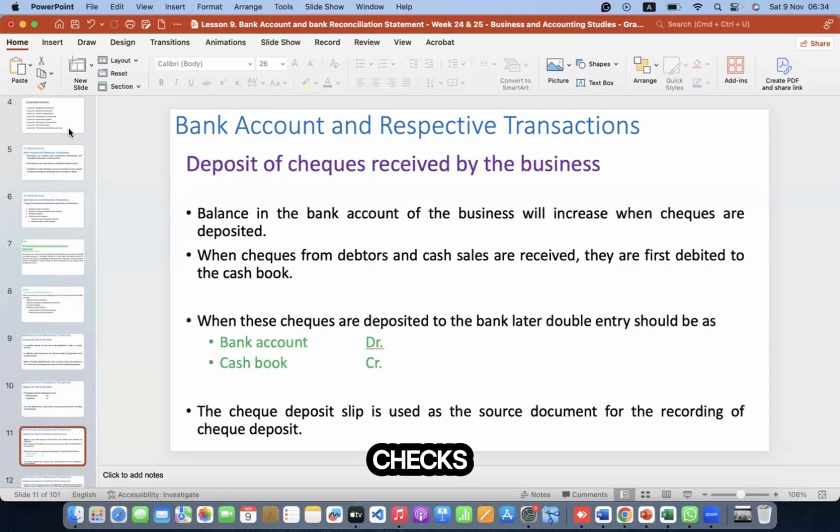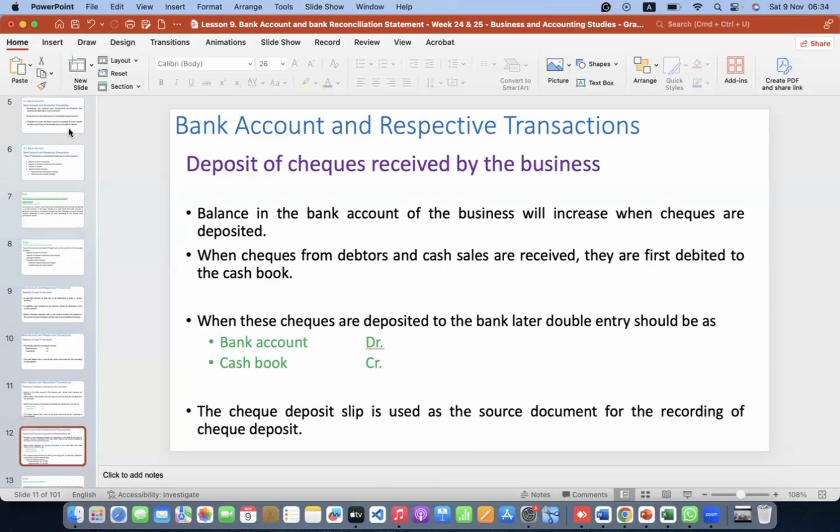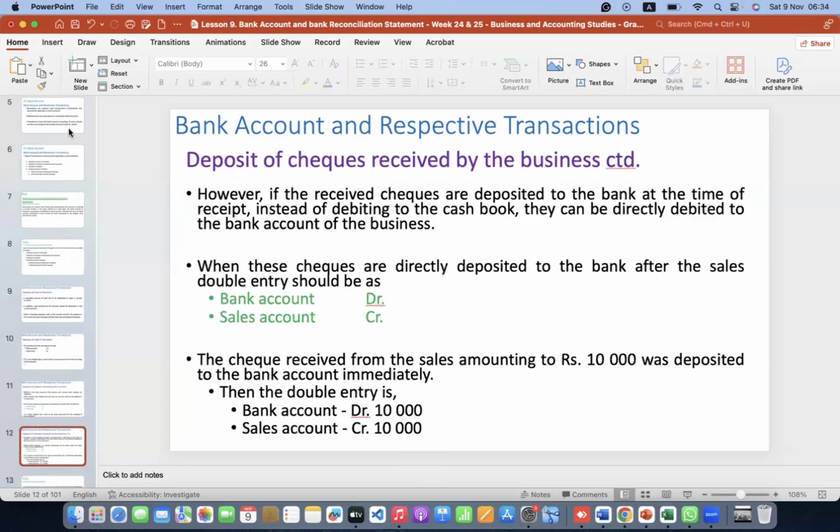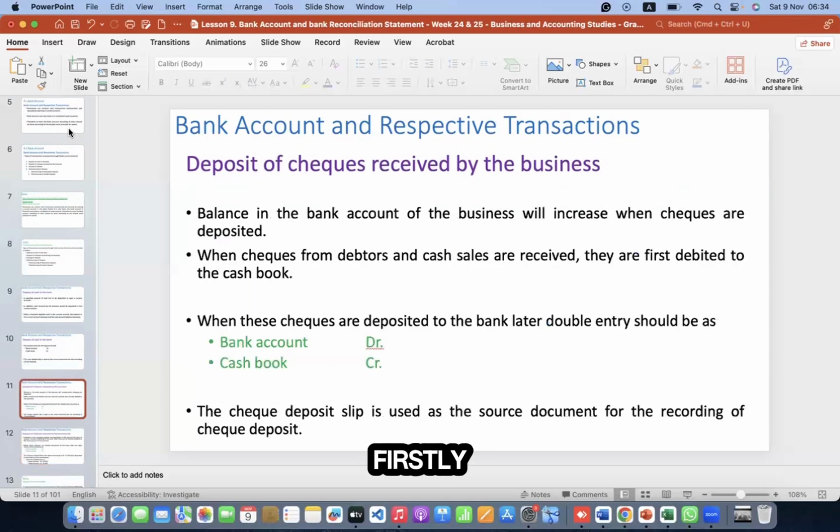And deposit of checks received by the business, this is also about the normal course of business, where you firstly receive the money, put it in your drawer, and then deposit it in the bank. And the second instance is where you straight away deposit money in the bank. As soon as you receive the money, you are crediting the sales account and you are debiting the bank account. Earlier case was firstly you deposit money in the cash in your drawer.